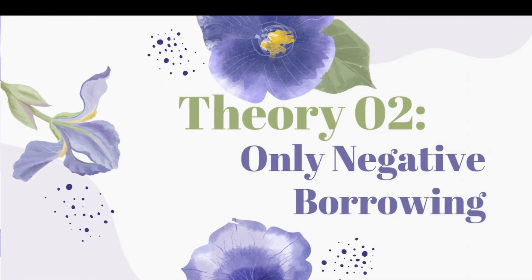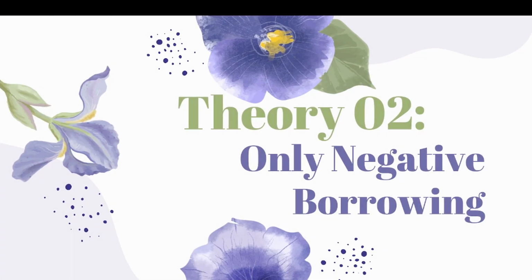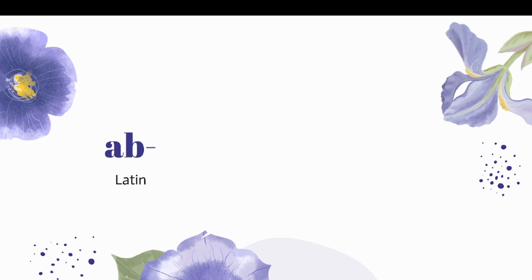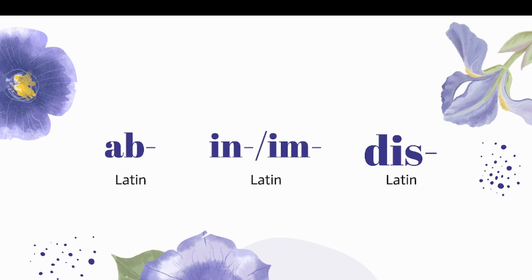Theory number 2, only negative borrowing. English is a relatively new language, and so a lot of our words were borrowed from much older languages, especially Latin. If we look at prefixes such as ab, in, im, and dis, these functioned as prefixes in Latin, and therefore were added to words in Latin, and sometimes only the version with the prefix would make it into English.